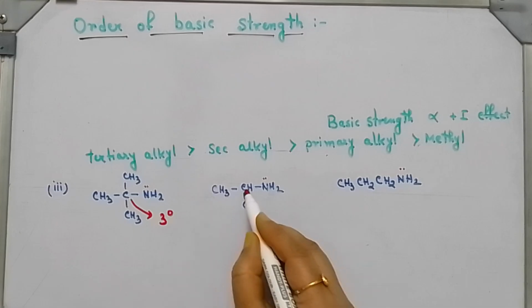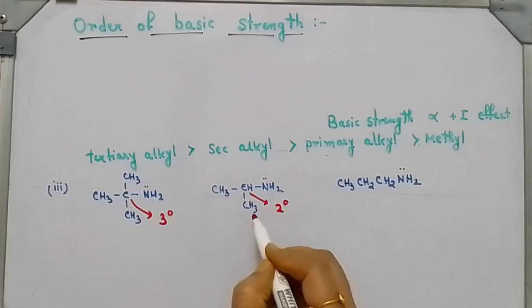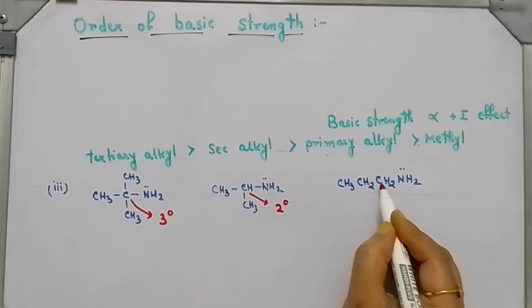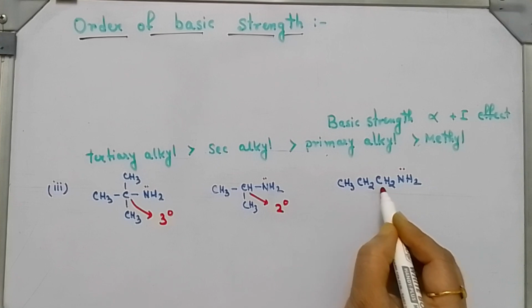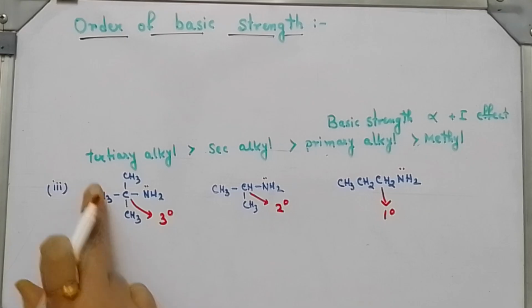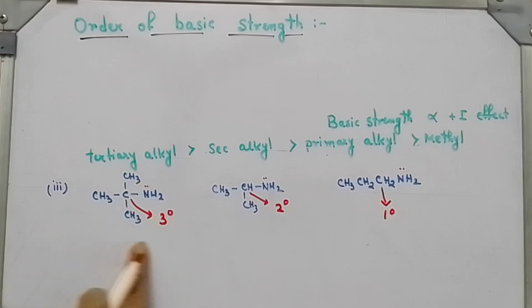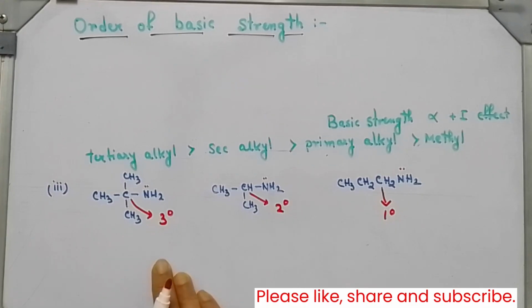This is isopropyl. This carbon is secondary because with this carbon two more carbons are attached, and since with this carbon one carbon is attached, therefore this carbon is primary. And we have seen a tertiary alkyl group is having higher plus I effect than secondary, and secondary is having higher plus I effect than primary. And we know basic strength is directly proportional to plus I effect.